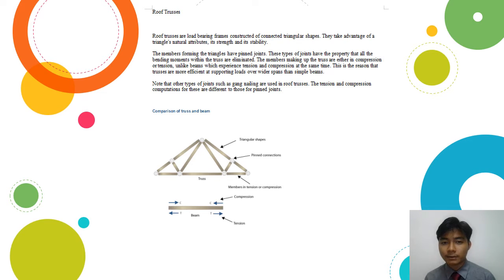The members making up the truss are either in compression or tension, unlike beams which experience tension and compression at the same time. This is the reason that trusses are more efficient at supporting loads over wider spans than simple beams. Note that other types of joints such as gang nailing are used in roof trusses. The tension and compression competence for these are different to those for pin joints. This is the comparison of roof truss and beams.